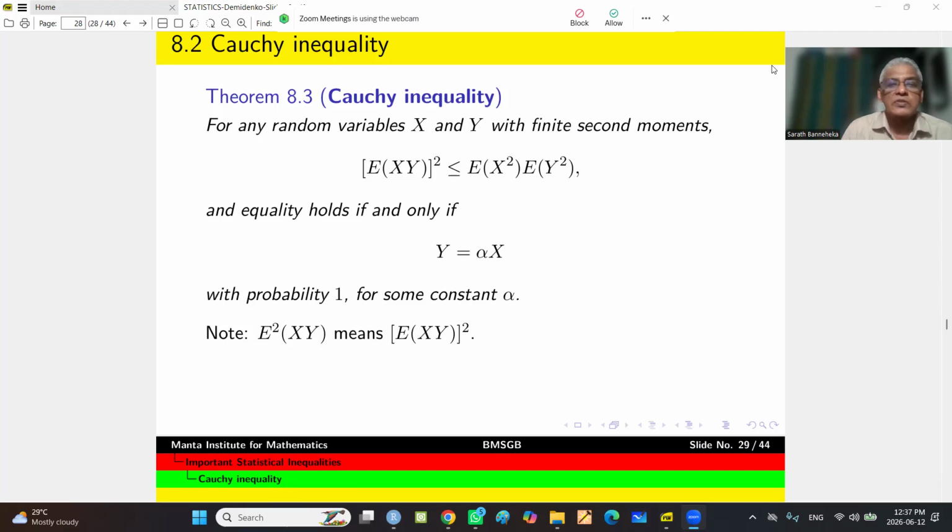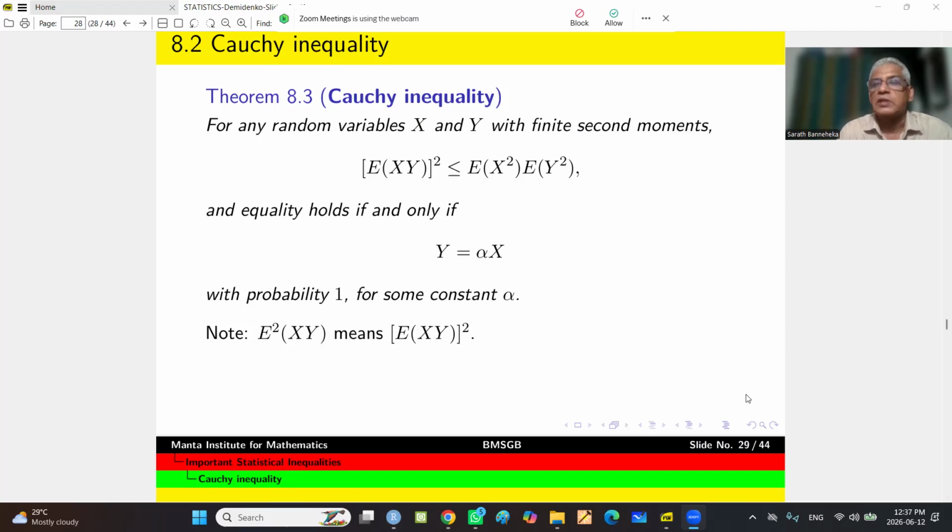Sometimes people write this quantity, the expected value of XY squared, as E squared of XY also. But here I have corrected them; in some books you will see that it is written like this.